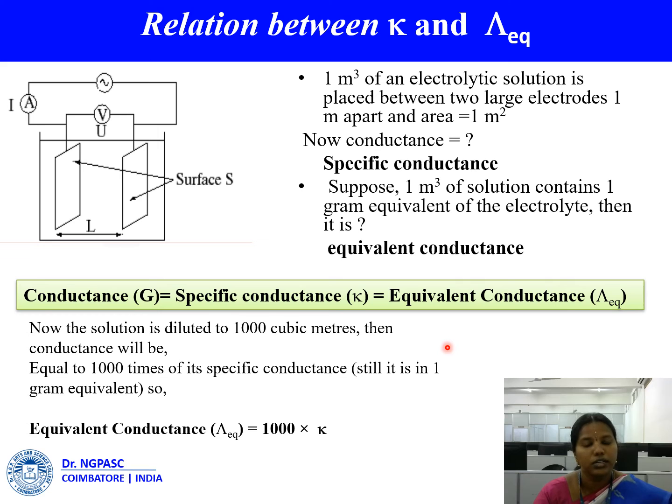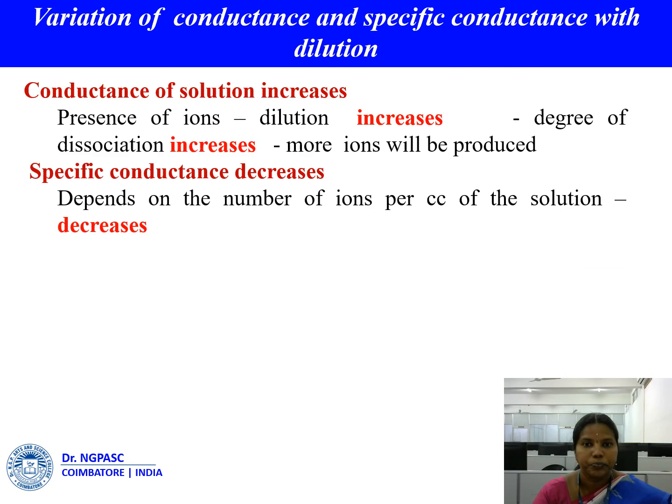Then what will be the conductance? Now the conductance will be equal to 1000 times its specific conductance. So this is the relation between the specific conductance kappa and equivalent conductance.